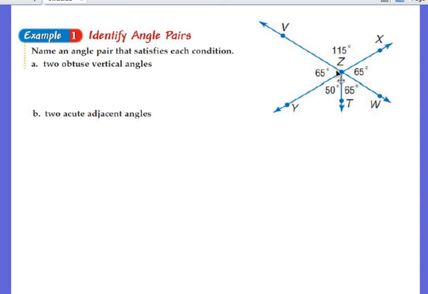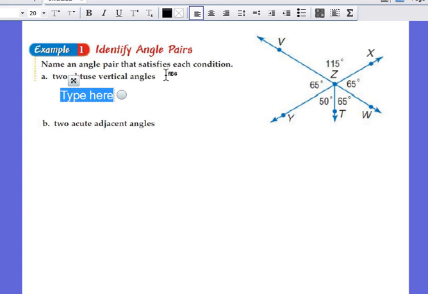So VZX and YZW are what we consider vertical angles and they're obtuse. Those are the two I would write there. So I'll just type it in. Sorry, I don't have the symbol, but make sure you don't forget to put your symbol there.